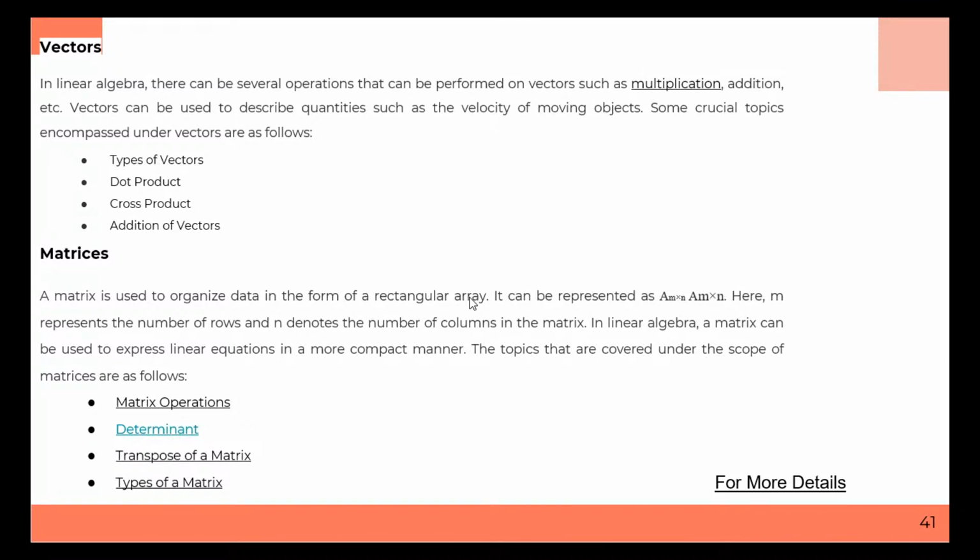I hope all of you are very clear with vectors. What do you mean by scalar? A unit of measurement having only magnitude. A vector has magnitude and direction. A two-dimensional vector is yes, three-dimensional matrix.